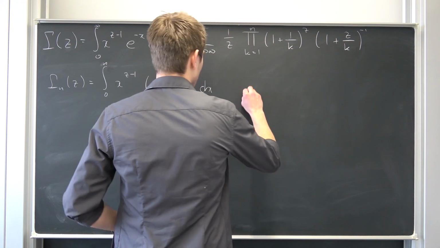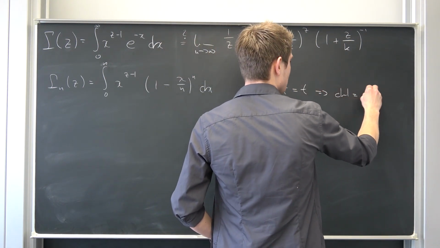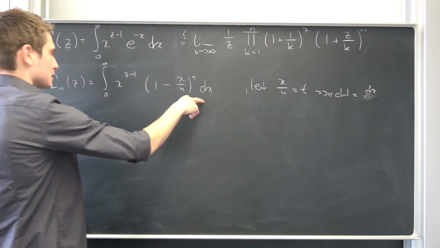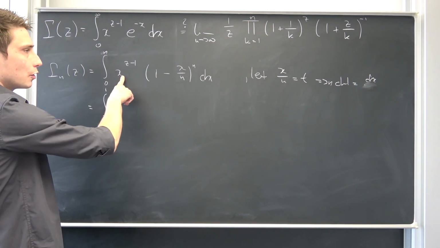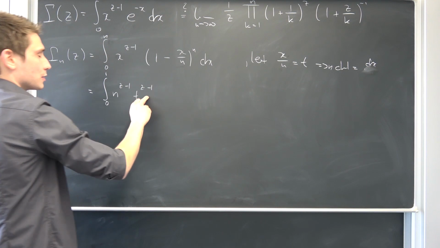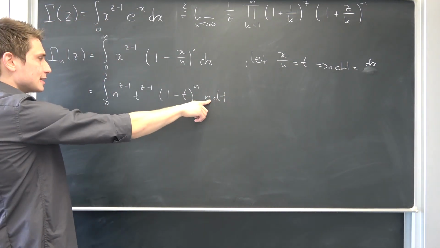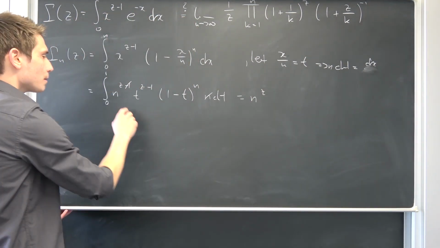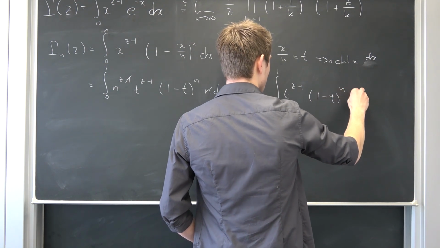At first, I would like to make a little change of variable. Let x over n, this does make sense, be equal to t, meaning our dt is nothing but dx over n. Also, you can bring this n to the other side. n is not equal to 0, we don't want that. So n times dt is nothing but dx. We're going to end up with an integral running from 0 to, if we plug n into here, 1, of, okay, x is nothing but t times n. So this is n to the z minus 1 power times t to the z minus 1 power times 1 minus t to the nth power times n dt. You see this n and this 1 over n are going to cancel out. We have this n to the z power term already. This is pretty good. n to the z power times an integral from 0 to 1 of t to the z minus 1 power times 1 minus t to the nth power integrated with respect to t.